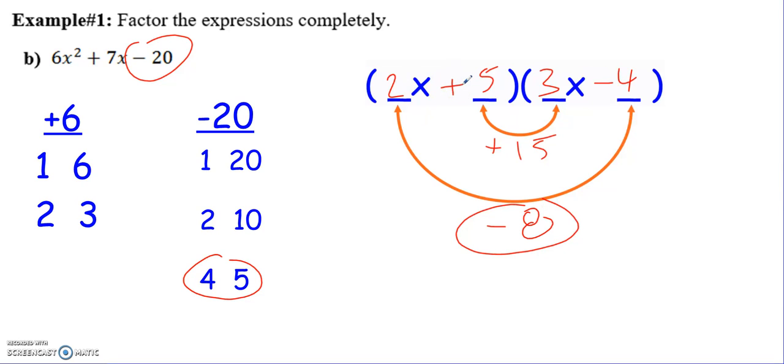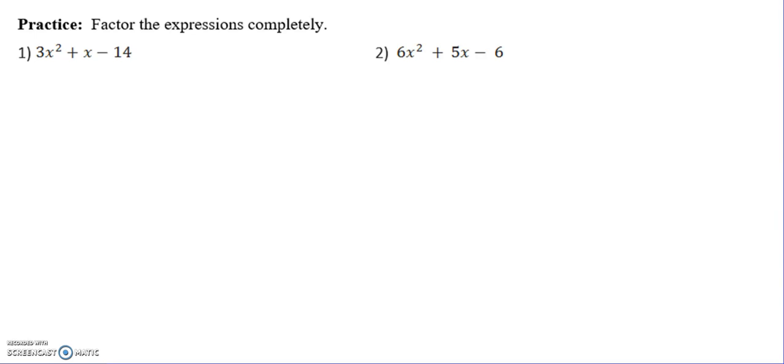That would be positive, and there's our answer. So that was a lot of work because we had to try a bunch. All right, so now it's time for you to try some on your own. So hit pause and try these on your own.